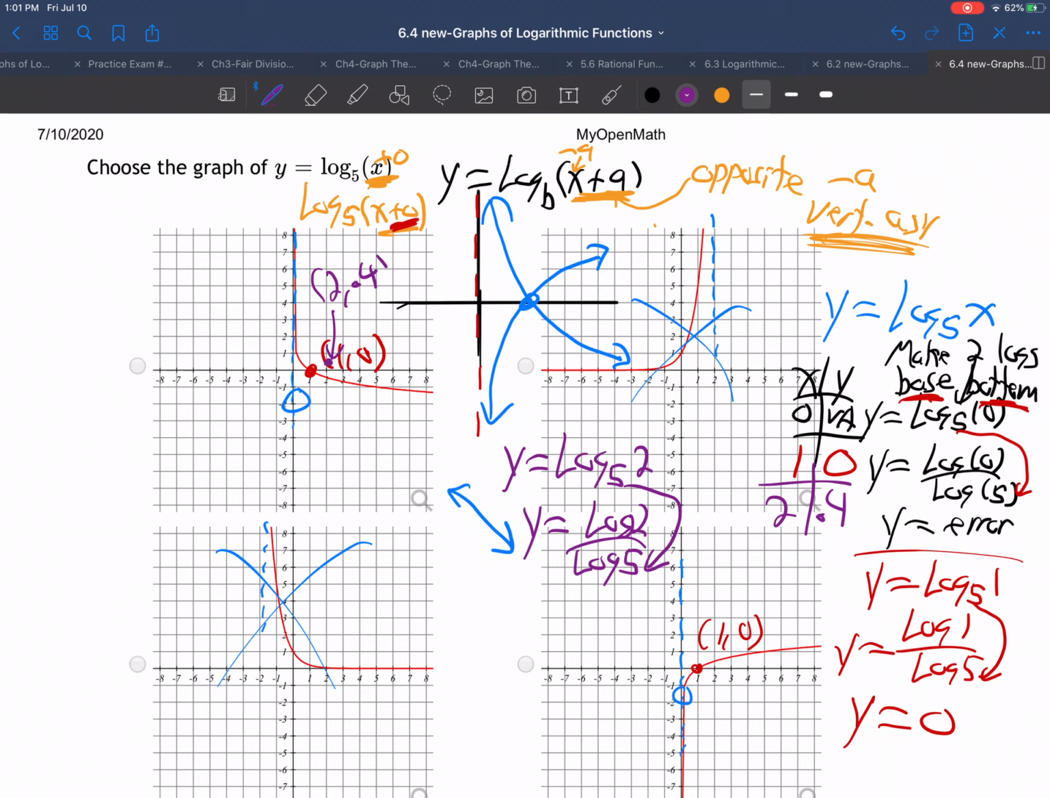Over 2, up 0.4, and this graph is going through something negative down there. That's not right. Whereas this one, perfect. See that one? Over 2, up 0.4, it goes right through that point. So this is our answer. This one is not the answer because the graph did not go through that point. So here's our correct answer. The vertical asymptote was 0, and we got the point over 2, up 0.4, which determined it.